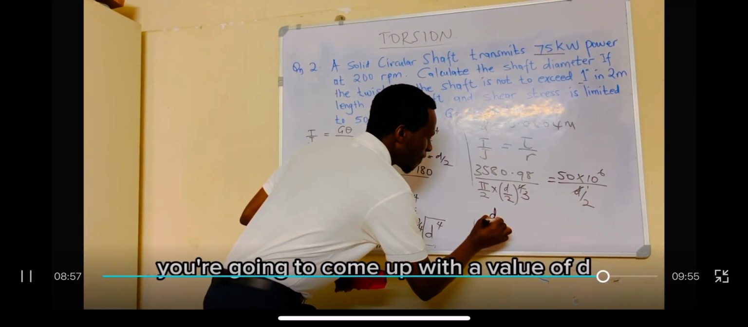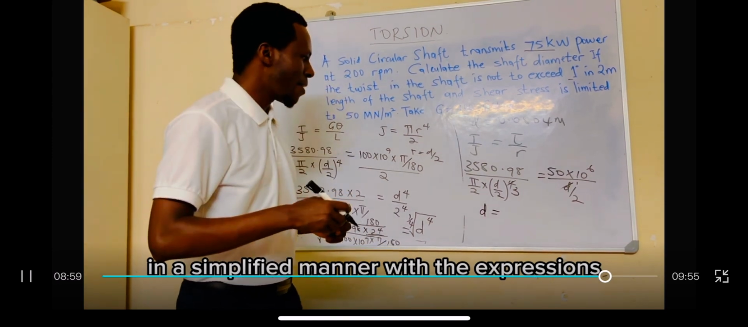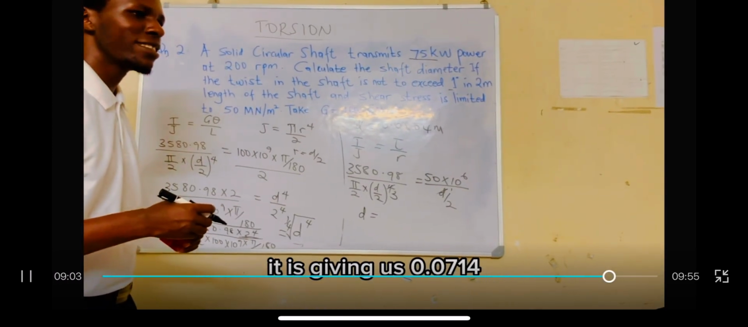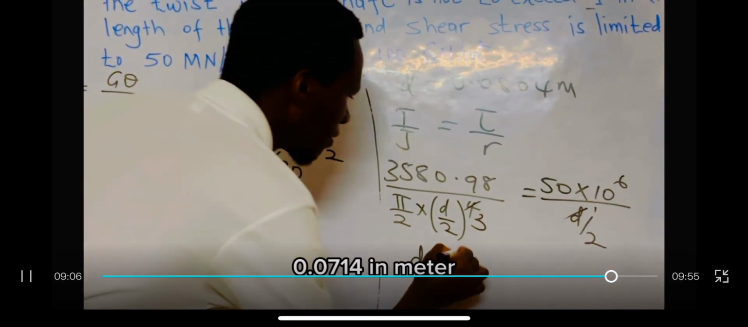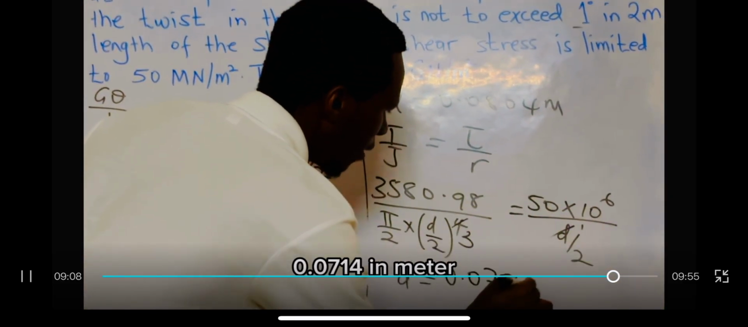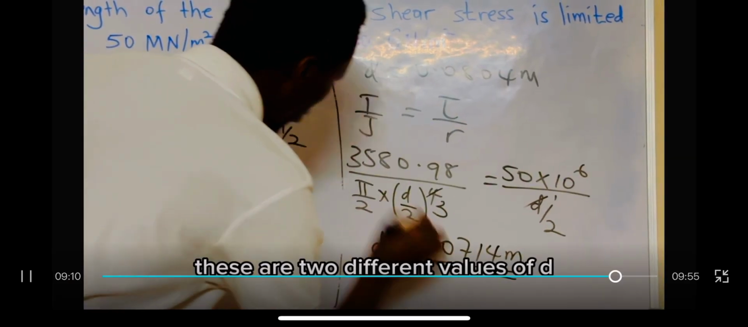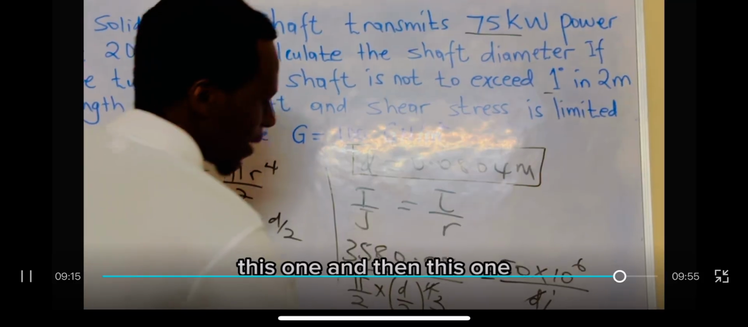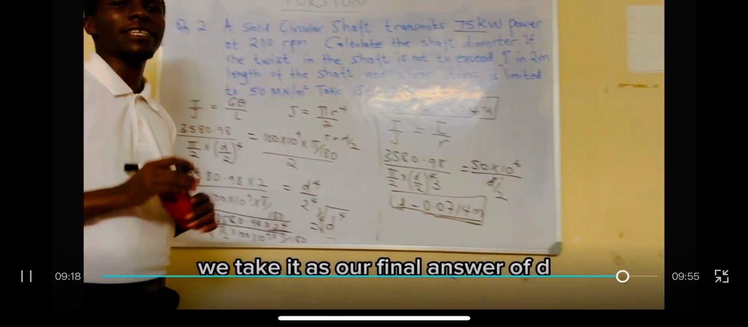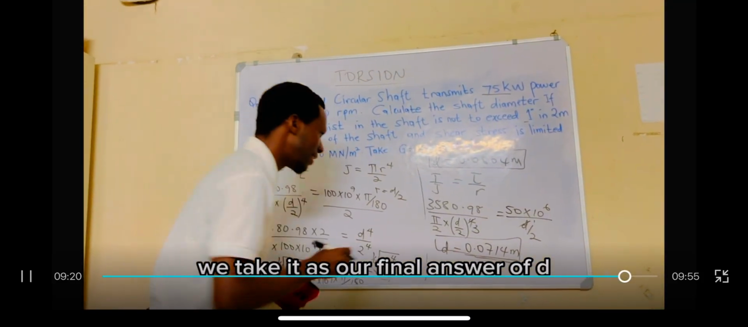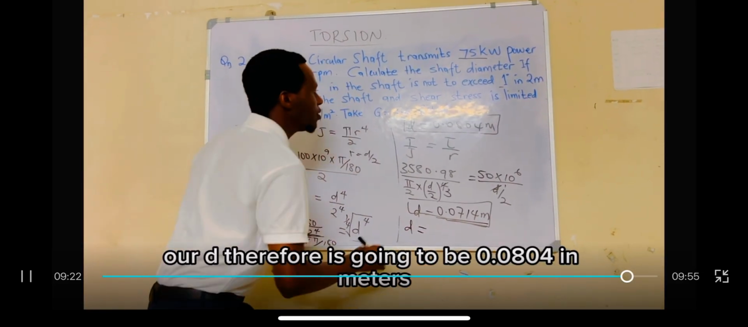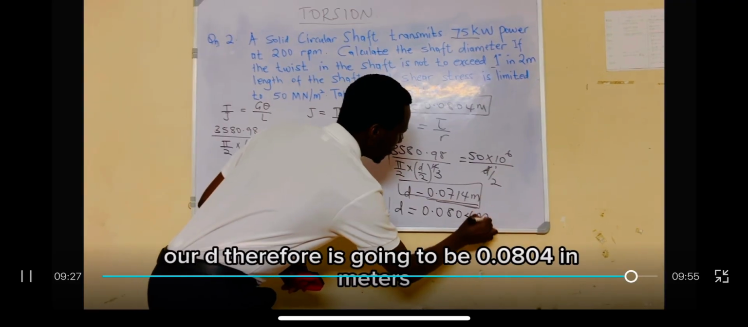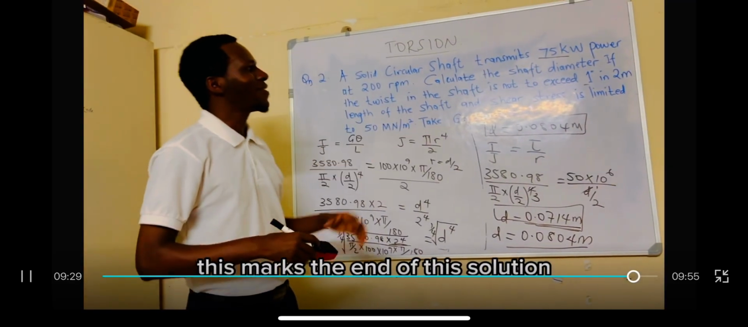Please do simplify this. You're going to come out with the value of d in a simplified manner, and you confirm from your calculator it is giving us 0.0714 in meters. These are two different values of d. Whichever is bigger, we take as our final answer of d. Our d therefore is going to be 0.0804 in meters. This marks the end of this solution.